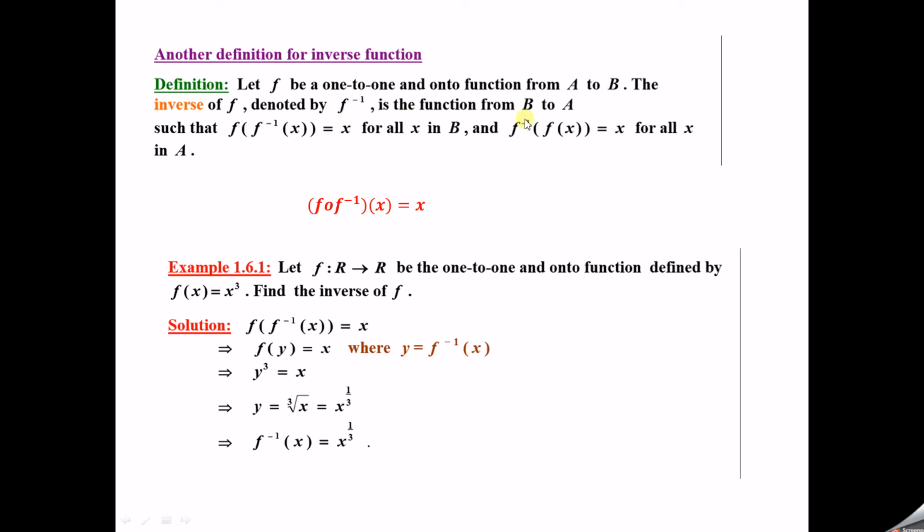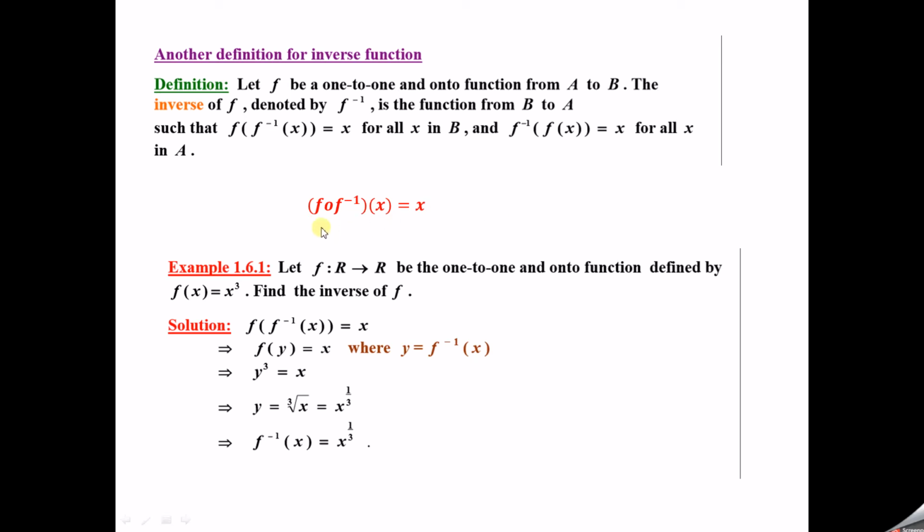f inverse is a function from B to A such that f of f inverse x is equal to x. That means the composition of f and f inverse is always an identity function. f circle f inverse at x is equal to x. That means f of f inverse x is equal to x for all x in B, or you can say f inverse of f x is equal to x. That means f inverse circle f at x is equal to x. So in either way, the composition of the function and its inverse is always identity. So f circle f inverse is identity. Similarly, f inverse circle f is also identity.